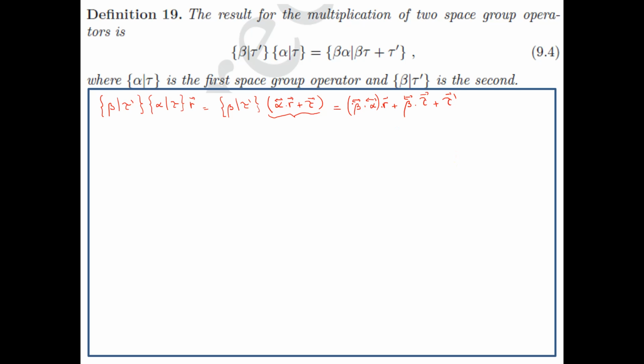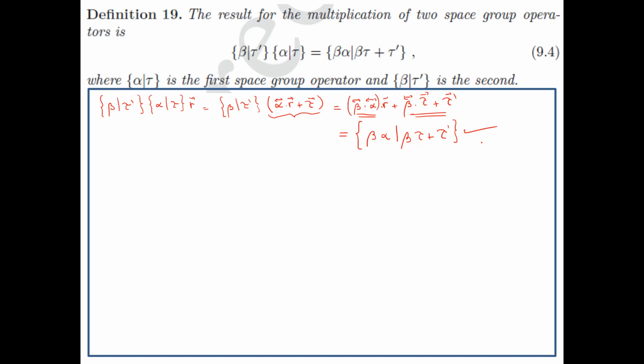Okay, and this is precisely that. So this is the result of using as the point group operation the product of beta alpha, just like here, and as a translation, this is the translation vector. So the translation is beta tau plus tau prime. Okay, so this is the proof of this result.